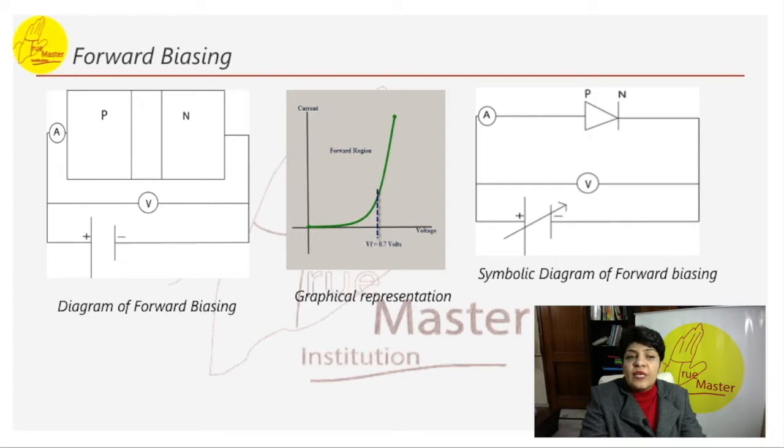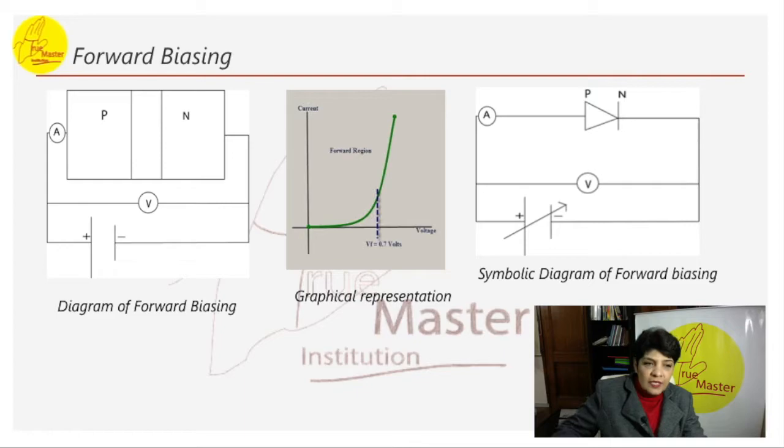When we give a predetermined voltage, what is a predetermined voltage? It's a battery. To see the behavior, it is called biasing. I'm reading the sentence again. When we give a predetermined voltage to see the behavior, it is called biasing.